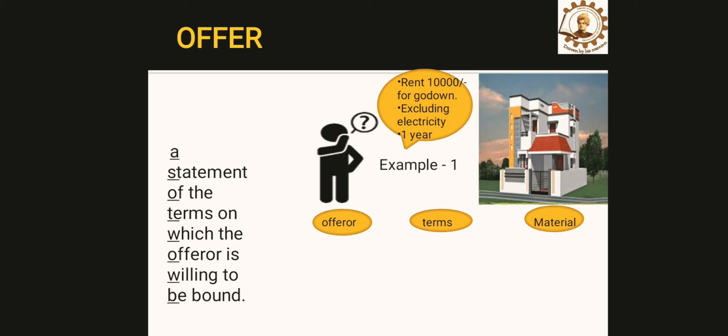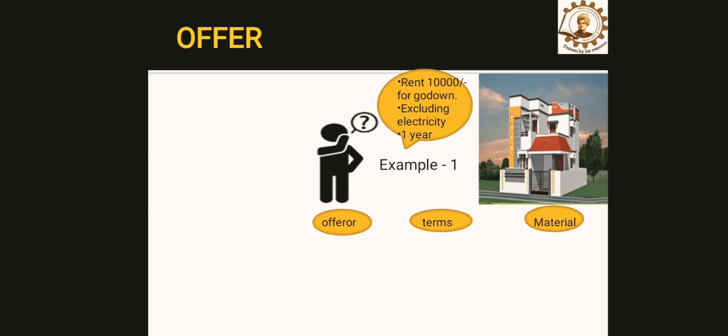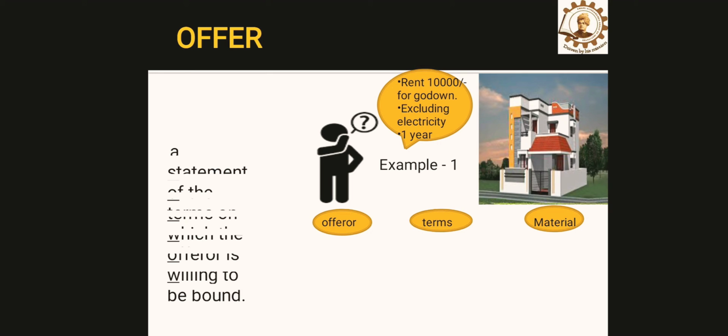willing to be bound. Willing to be bound means this offerer can never say 10,000 rupees I'm not going to take, rather I'll be taking 11,000 rupees. No. He will never say that it has including electricity charges. No. He will not say that you need to vacate the godown in less than 6 months. No. So he is bound by the statement or the terms and conditions which he has mentioned. That is the offer.